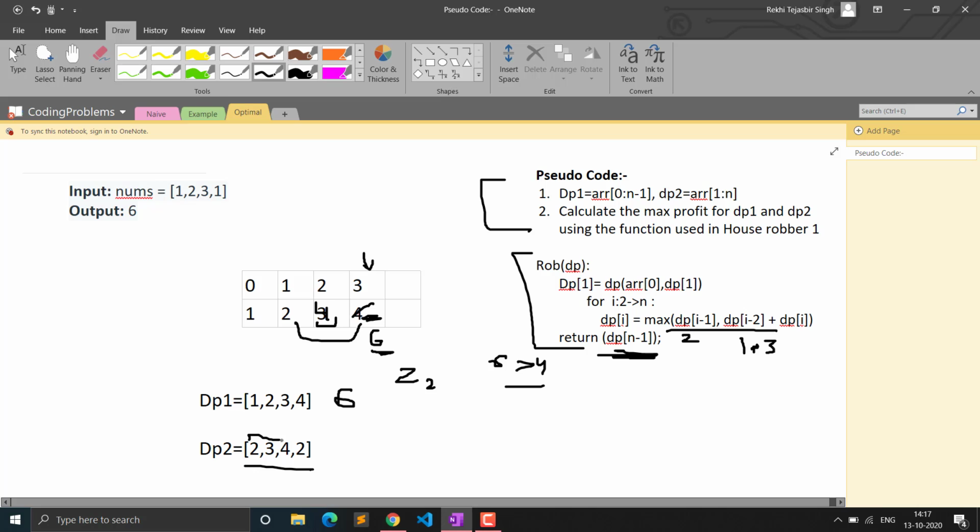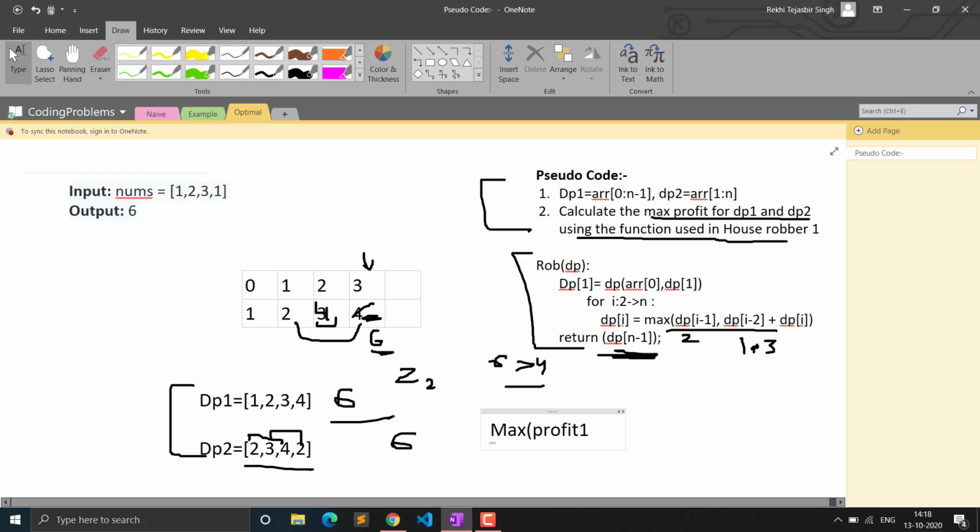So for the second array also we will pass the same function. So it will be 2 plus 4 or 3 plus 2. So it will be 6 only. So maximum will be 6. And out of both, at the end we will have the value. So you can see we have calculated the max profit that we can get for dp of 1 and dp of 2. And at the end we will return the max of both. Actually, if you see, we will return the max of profit 1 and profit 2.